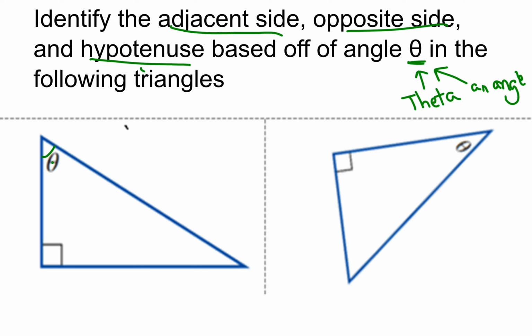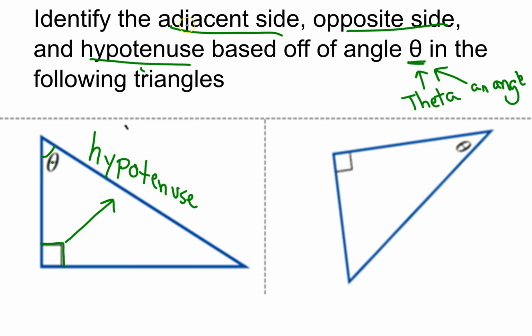There's my angle. So what I like to do is I always like to identify the hypotenuse first, because that's based off of this right angle, and it's just whatever's opposite the right angle. So it's also always the longest side. So this one has to be my hypotenuse, because it's the longest side and it's opposite that right angle.